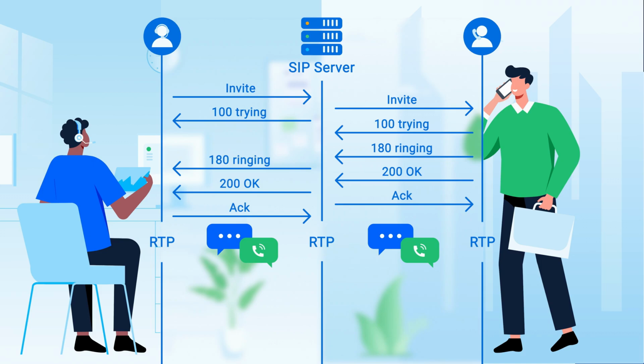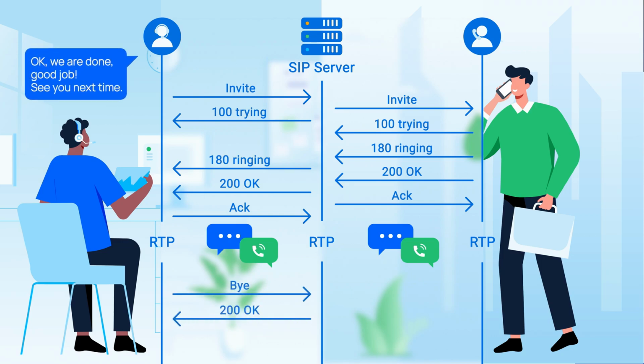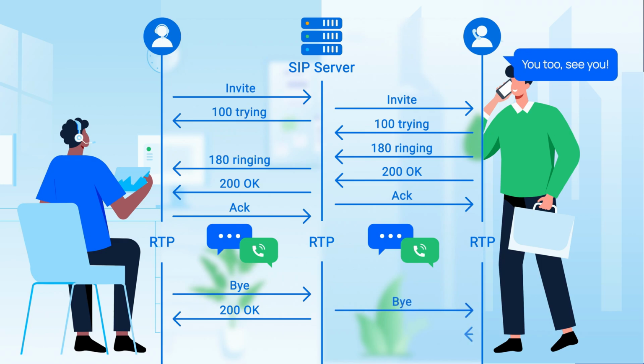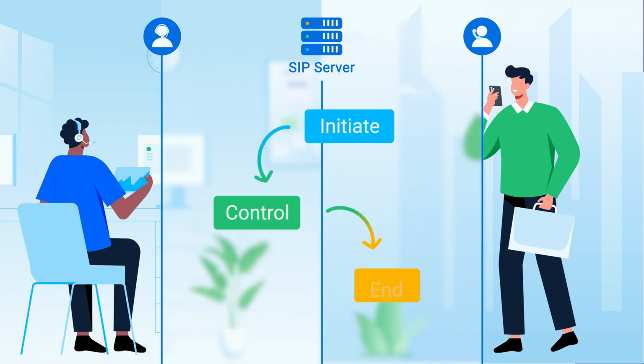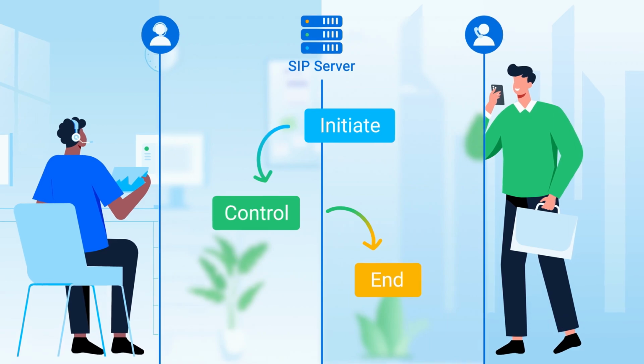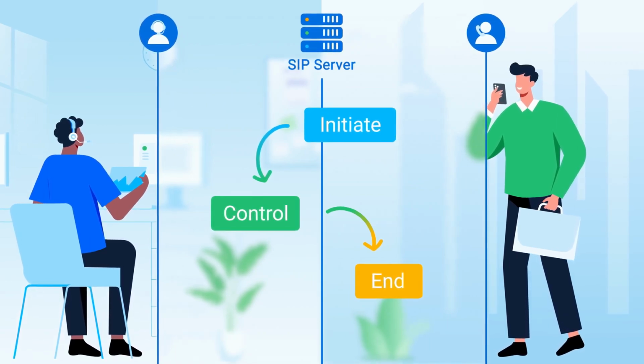When you finish and hang up the call, your phone will immediately send out a signal that says, "Okay, we're done. Good job. See you next time." And your colleague's phone will respond with another message: "You too. See ya." Now the call is over. This session is officially ended. This is how SIP initiates, controls, and ends a session. It's realized by communication between the participating devices.